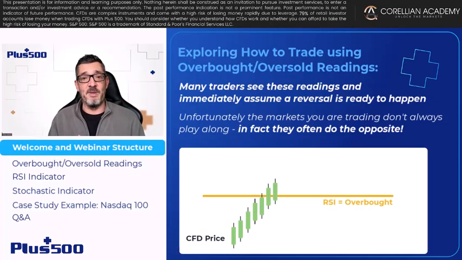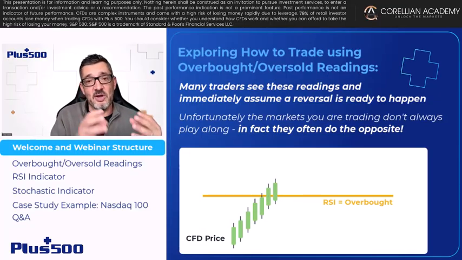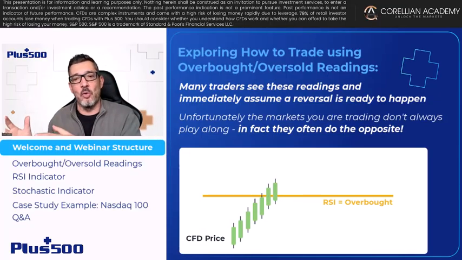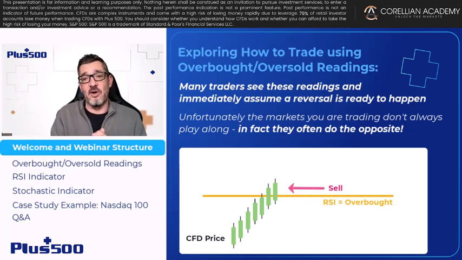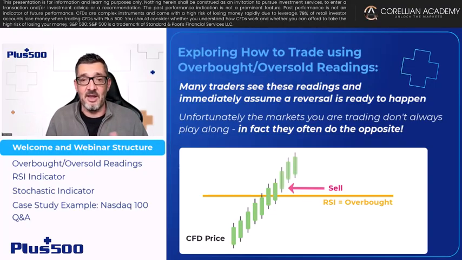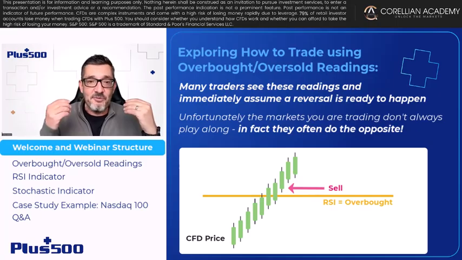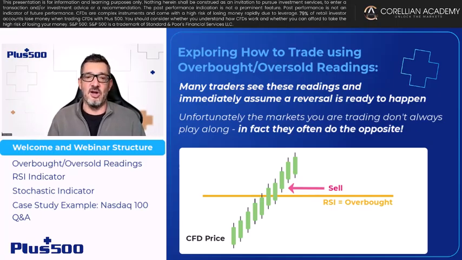I'm sure many of us have been there when you spot what looks like a classic overbought or oversold level on a CFD chart. You take a position against the prevailing trend, expecting at least a pullback, maybe even a full reversal. And then nothing. The price just keeps driving in the same direction, as if the indicator wasn't even on the chart.